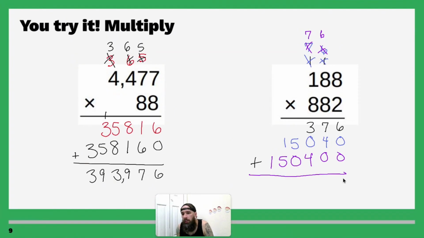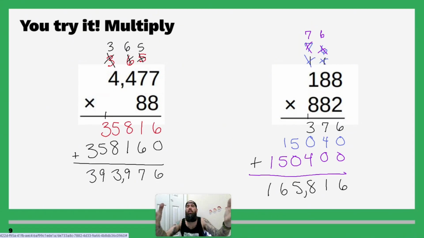6 plus 0 is 6. 7 plus 4 is 11. 11 plus 0 is 11. Write out your 1, carry your 1. 1 plus 3 is 4. 4 plus 0 is 4. 4 plus 4 is 8. Nothing carries over. 5 plus 0 is 5. Nothing carries over. 1 plus 5 is 6. Nothing carries over. And 1 is all alone. 1, 2, 3, comma 1, 2, 3. 167. No. 165,816.